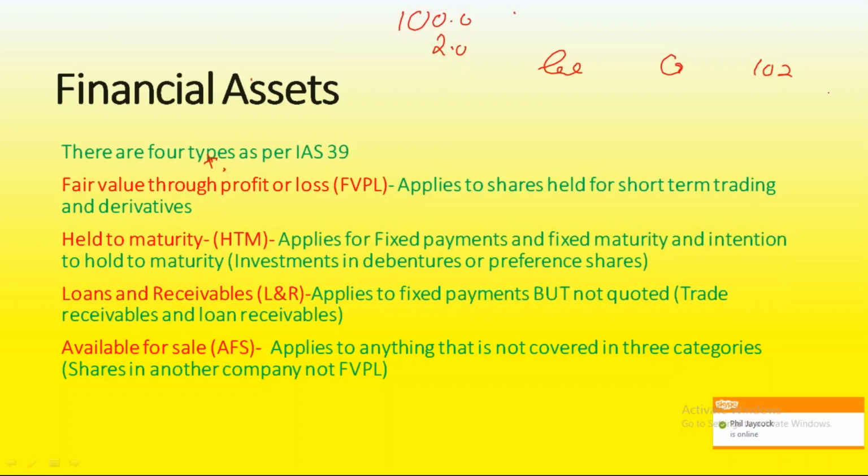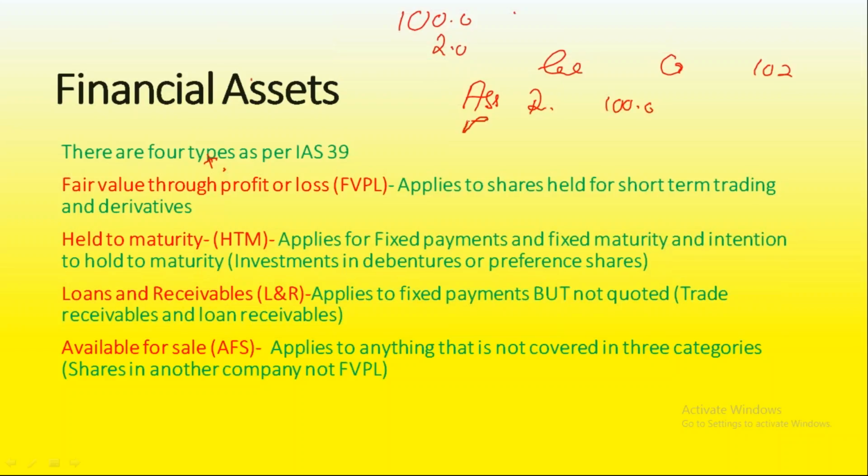Now, how much will you put as asset? How much will you put as transaction cost? If it is fair value to profit or loss, the asset will appear at the fair value of 100, and P&L will be debited with 2. So this applies only for fair value to profit or loss. Remember when we took the liability, 100 is the amount, so we show 100, but the 2 we charge to the P&L. Similarly here, when we buy an asset, we charge the transaction cost to the P&L. Now, let's assume it is not fair value to profit or loss, but it is either held to maturity, loans and receivables, or available for sale.